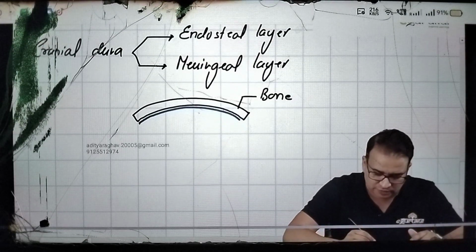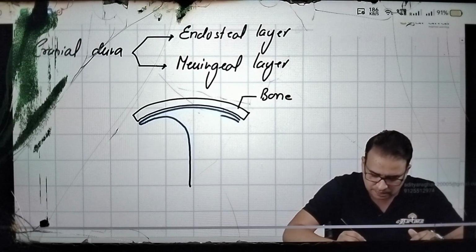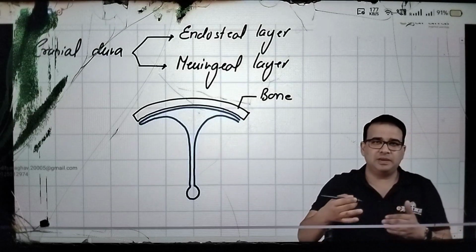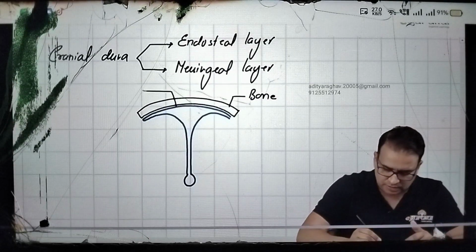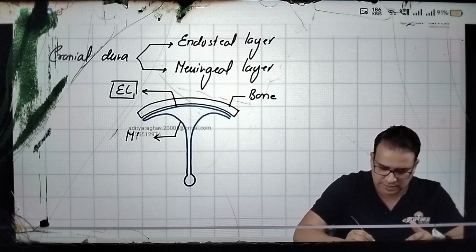It runs with the endostal layer in most places, but at some places this meningeal layer will go with the major fissures in the brain. So it separates itself from the endostal layer and then goes along with the brain, and that is the meningeal layer. So this here is the endostal layer, as you can see, adherent to the bone, and the one separating from it is the meningeal layer of the dura mater.